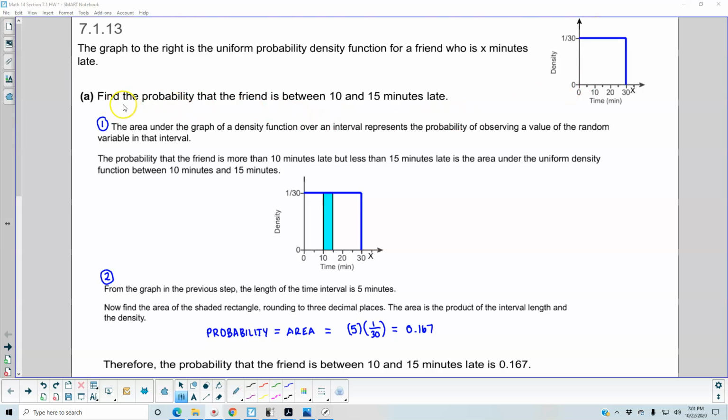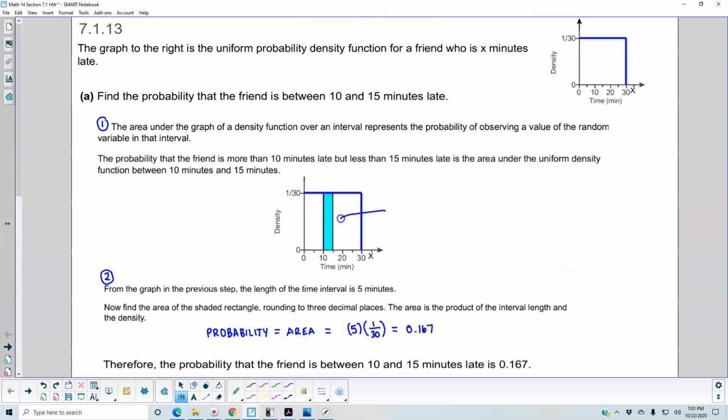Now for part A, we want to find the probability that the friend is between 10 and 15 minutes late. The area under the graph of a density function over an interval represents the probability of observing a value of the random variable in that interval. The probability that the friend is more than 10 minutes late but less than 15 minutes late is the area under the uniform density function between 10 minutes and 15 minutes.